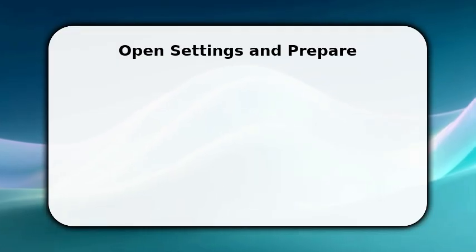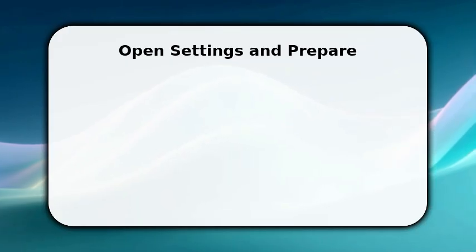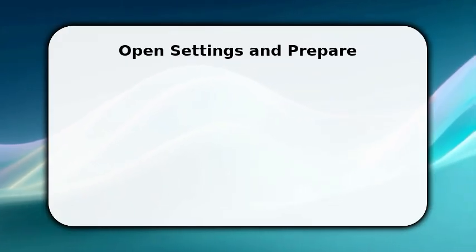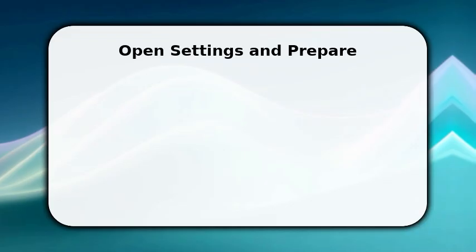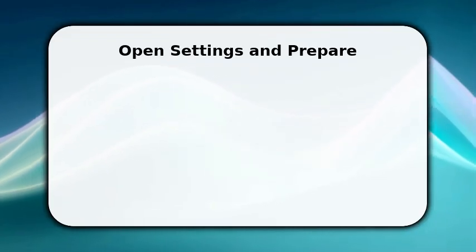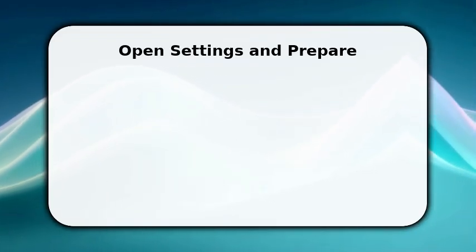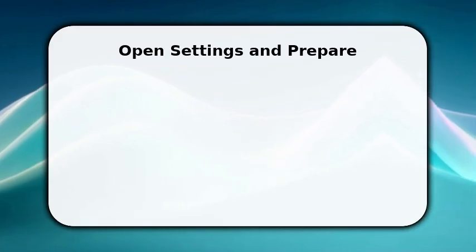You'll start in Settings because that centralizes system controls. First, open Settings and use the search box to find date and time. This saves time versus digging through menus. Make sure your phone has power and a connection so changes sync later.